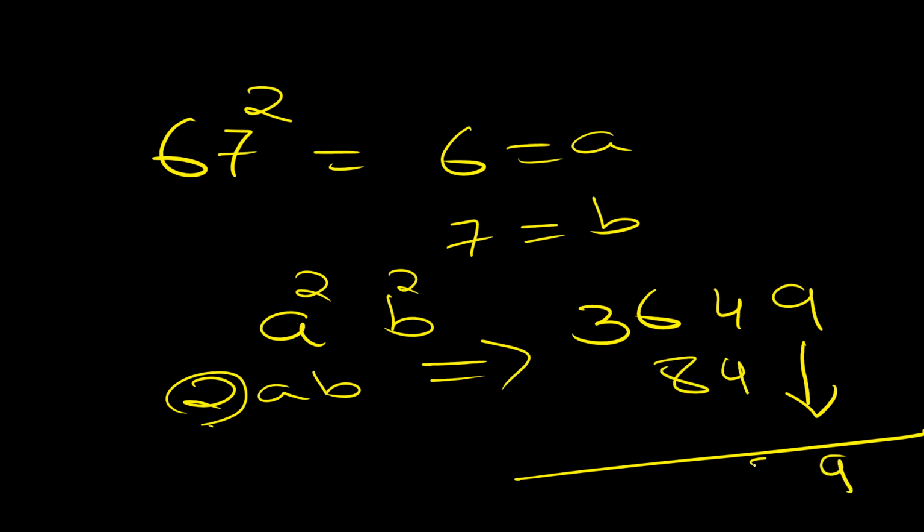So 9, 8. I can add 6 plus 8, or else I can directly add 36 plus 8, which is 44. Whichever is comfortable for you, you can do it that way. So my answer is 4489, which is nothing but 67 square. Hope you all got this.